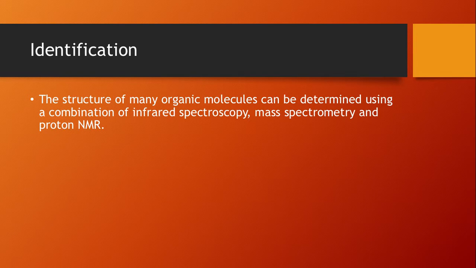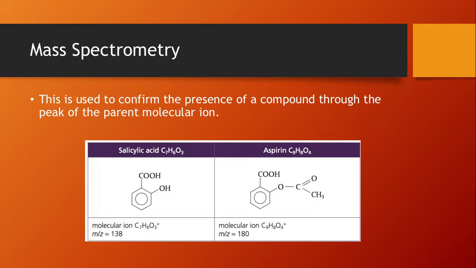The last thing we're going to talk about is that the structure of many organic molecules can be determined using a combination of infrared spectroscopy, mass spectrometry, and proton NMR. So much of this will be a review, but first we have mass spectrometry, which is used to confirm the presence of a compound through the peak of the parent molecular ion. We talked about how the largest peak on the mass spectrum usually corresponds to the total mass of the structure.